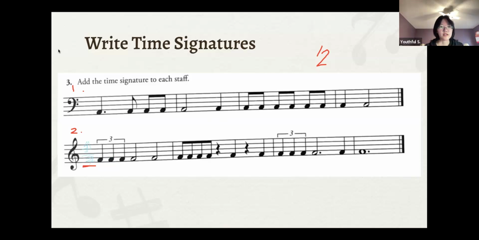So a tip for this type of question is to look at a measure that has a simple beat. So for example, this one or this one.